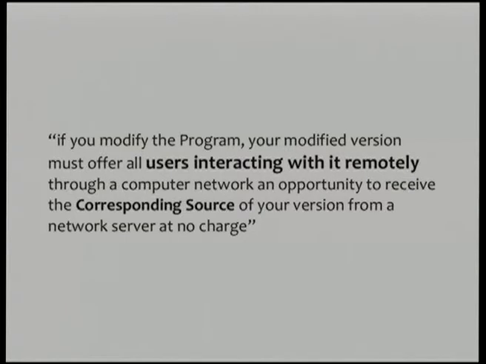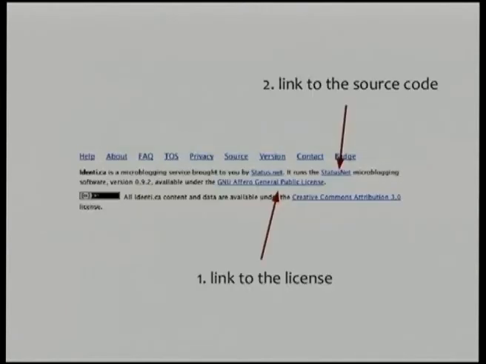What does that look like in practice? Well, here's an example of a piece of software that is under the AGPL and it releases source code. This is from StatusNet, and basically what they do is they put a link to the license in the footer of their pages, and they put a link to the source code as well. So it's not too onerous if you do it right this way.